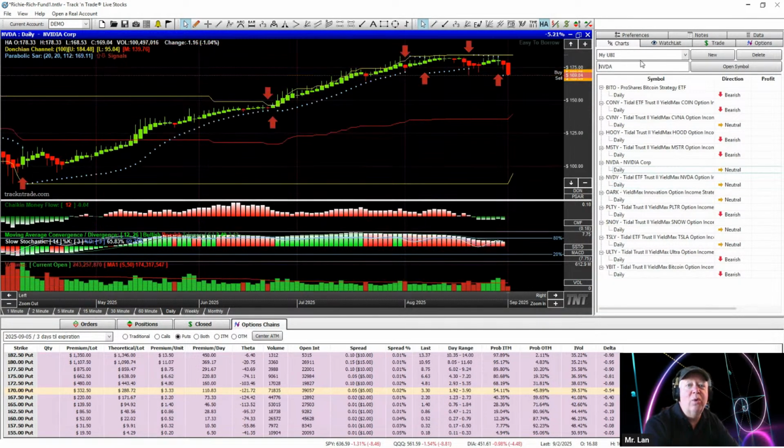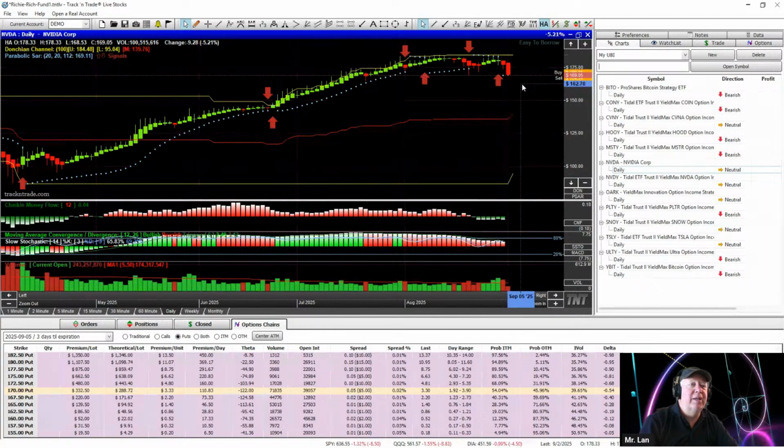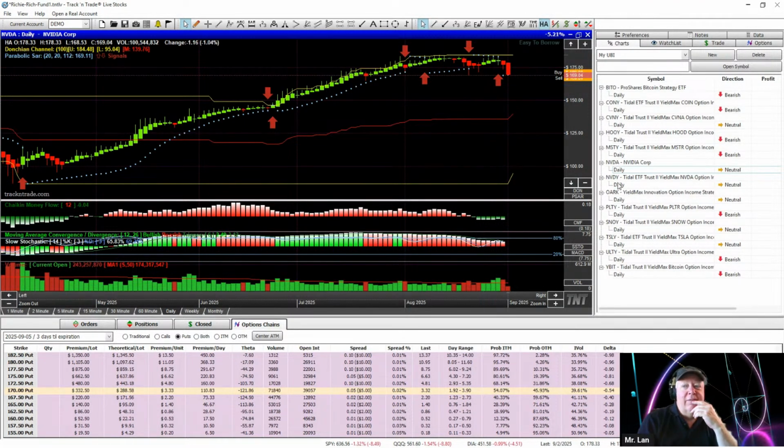NVDA is the one that I want to pay attention to on when it's time to get in. But when I get in, I'm not going to get in on NVDA. I'm going to get in on NVDY because it's going to give me the returns. It's going to give me the dividend returns that I can then compound back in. It's like the rent, right? So at the end of the year, I'm going to have 50 houses instead of just one house that's worth more money.